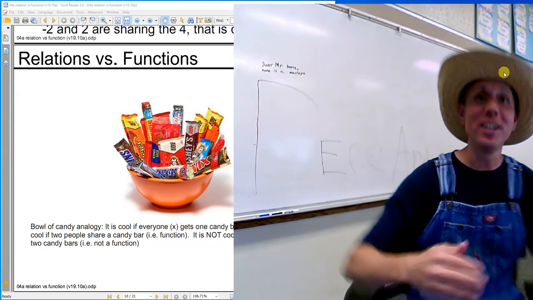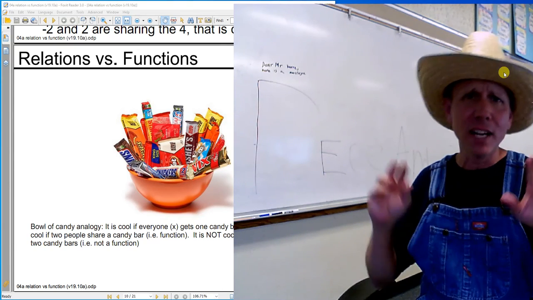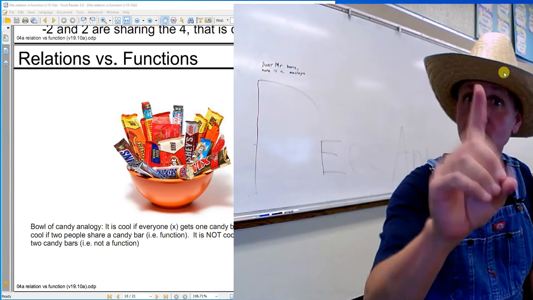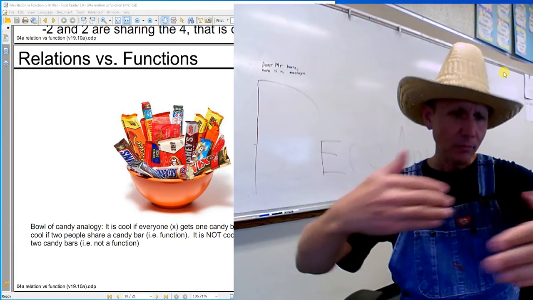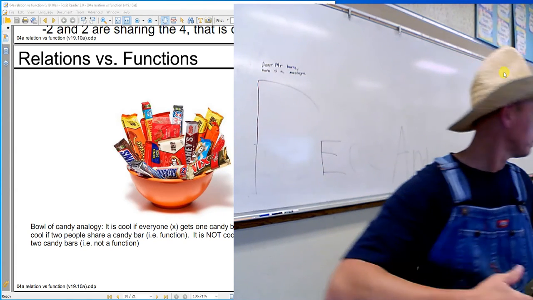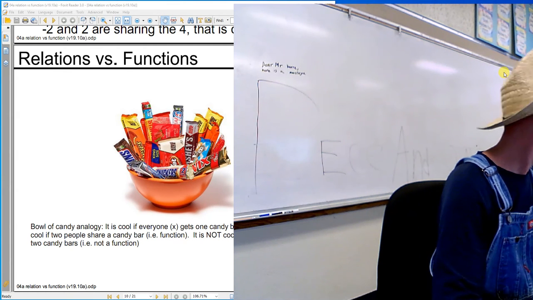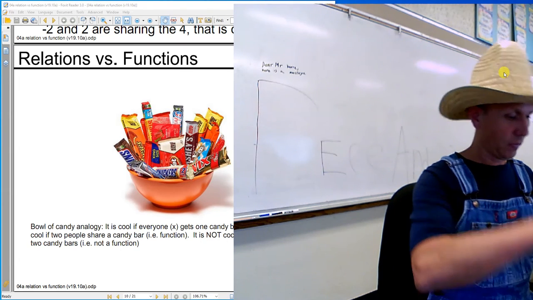All right, so here's the deal. Imagine I got this big bowl of candy and I come to class and I say, everybody gets one candy bar. Everybody gets one candy bar. So I walk around and let's see, who's in my class right now? I'm going to try to use names that are actually people in my class. Who's in this class? There we go.